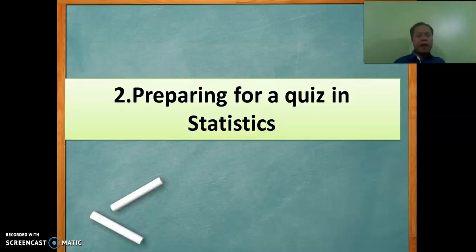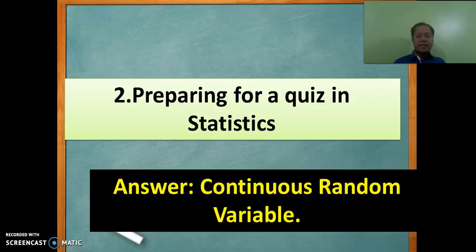Let us have the next one. Preparing for a quiz in statistics. Is it discrete or continuous? Okay, this is an example of continuous random variable. Preparing for a quiz in statistics includes time. So time is an example of continuous random variable.